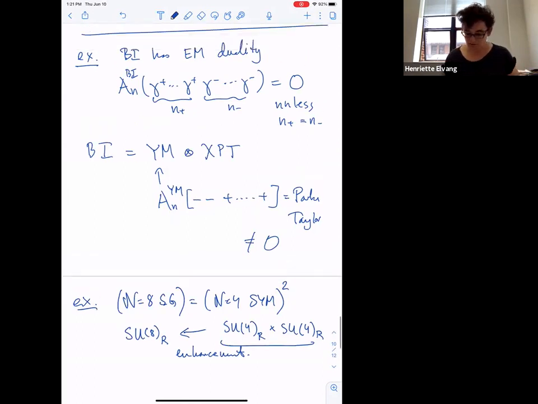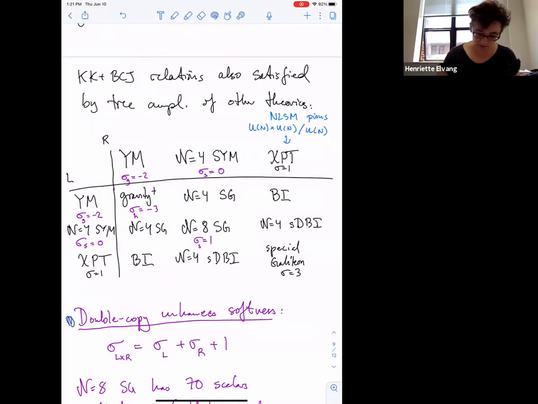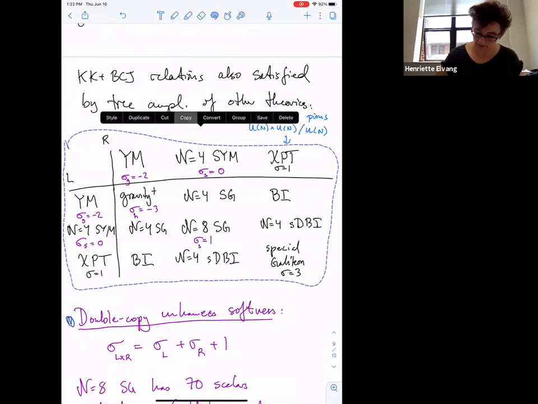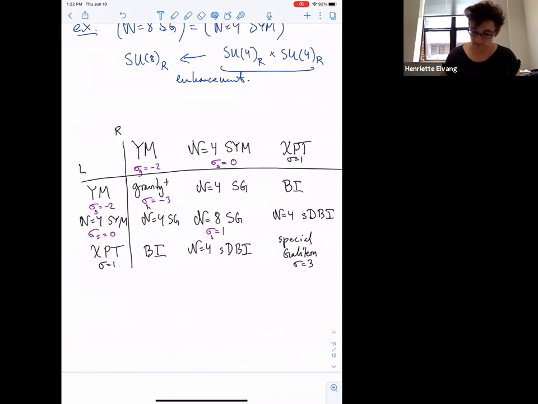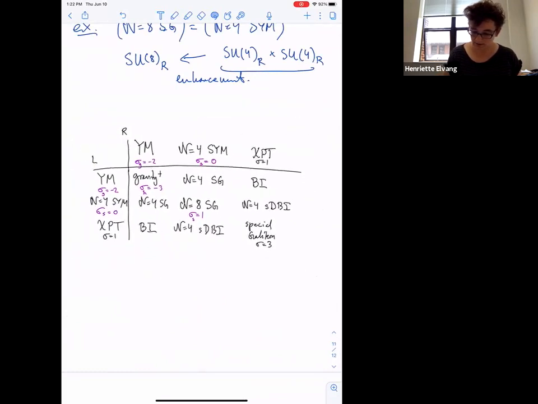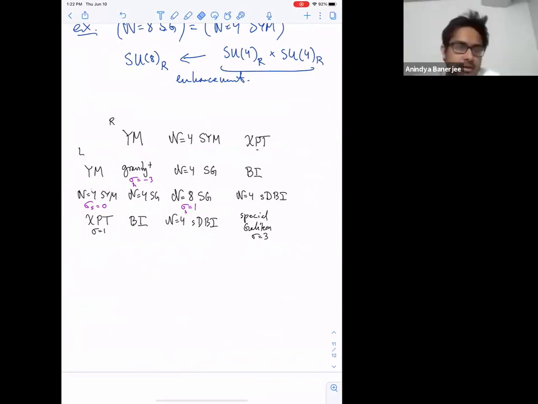Okay, so now there was a question about what else you can double copy. So I'm going to grab our table here and shrink it so that I have room to write something else in this table. Are there any questions at this point? Can I ask something? Yes.